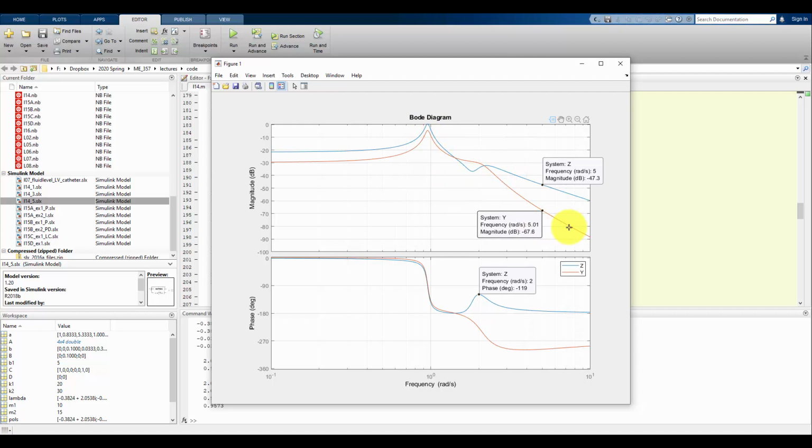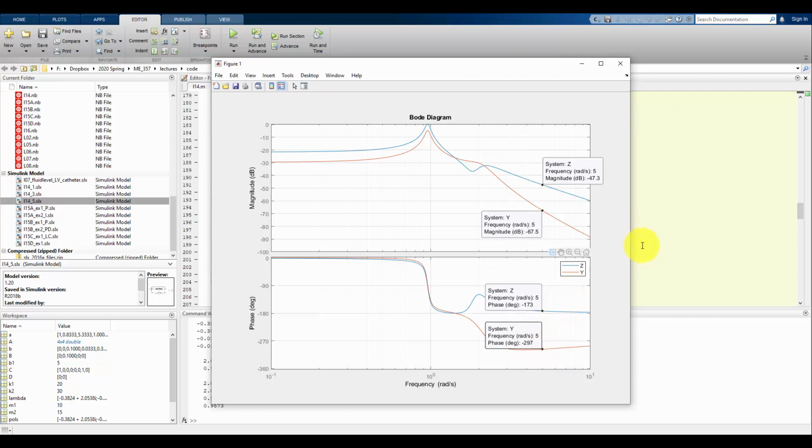Right, so we see that for the z, we have a magnitude of negative 47.3 decibels. I'll convert that in a moment. And for the y, it's lower, negative 67.5 decibels. And since we want to know what's happening at steady state, the full equation, I want to also look at what's happening to the phase. So again, at 5 radians per second, negative 173 degrees for the z, negative 297 degrees for the y.